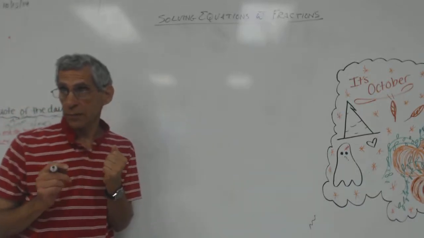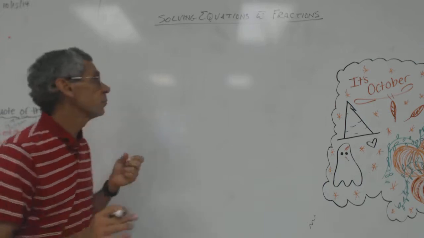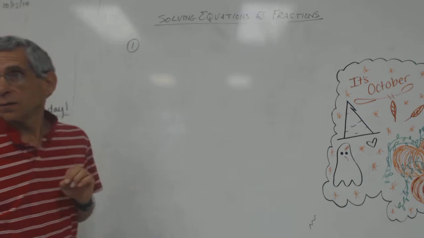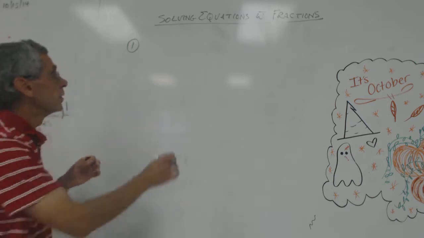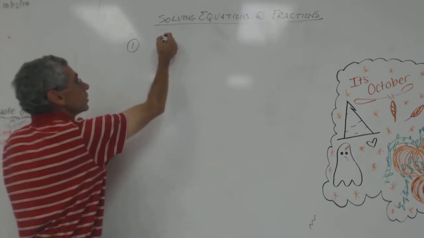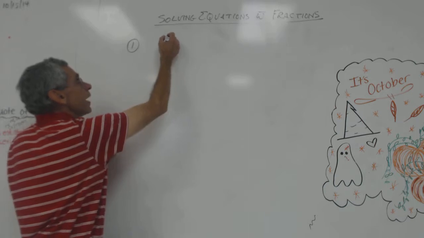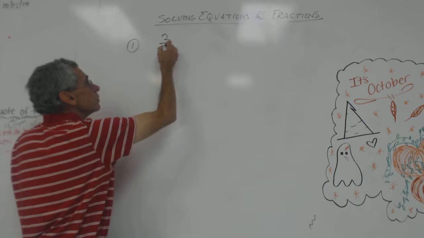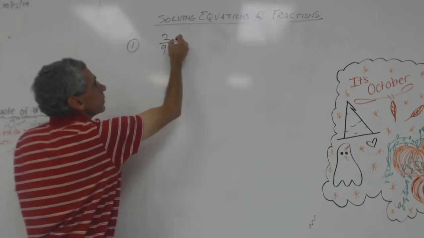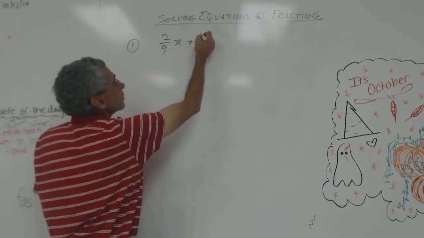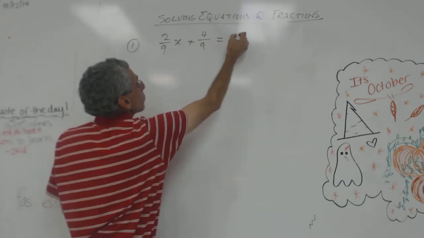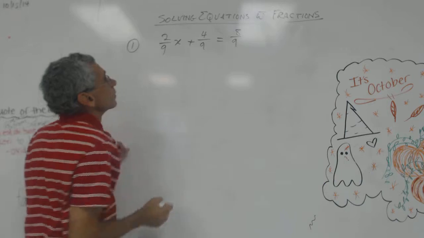So I'm running out of time. I've got like 6 minutes. So I'm going to first do one like we did yesterday, just to remind you. Now, if I had 2 9ths x plus 4 9ths equals 8 9ths. Okay.